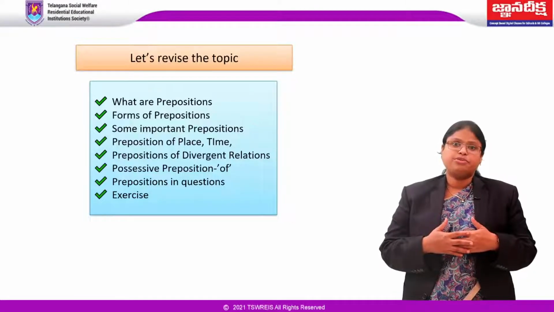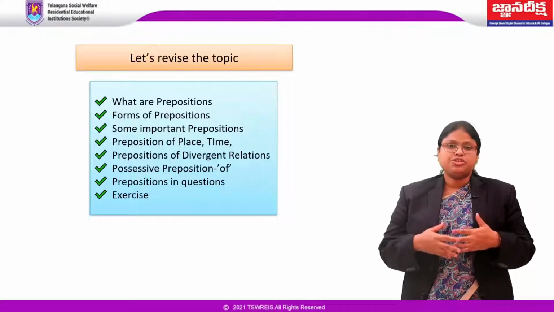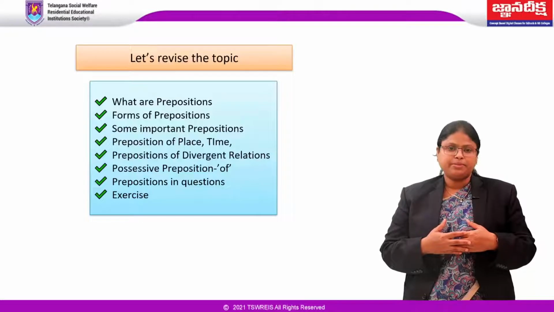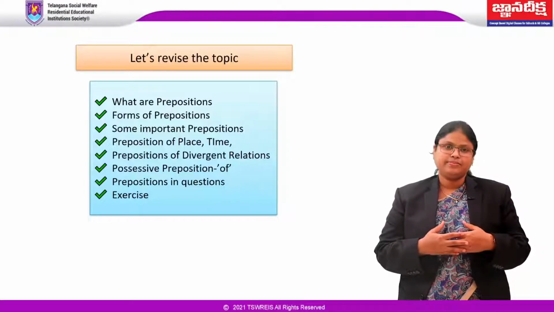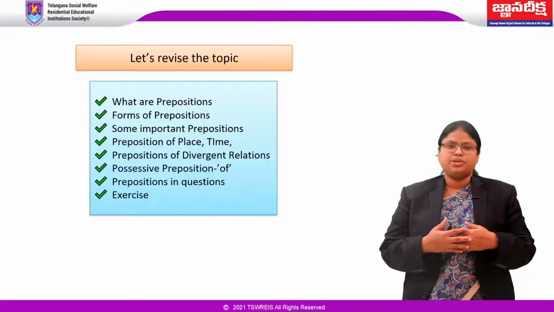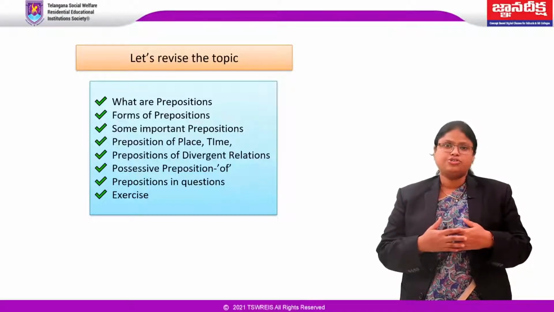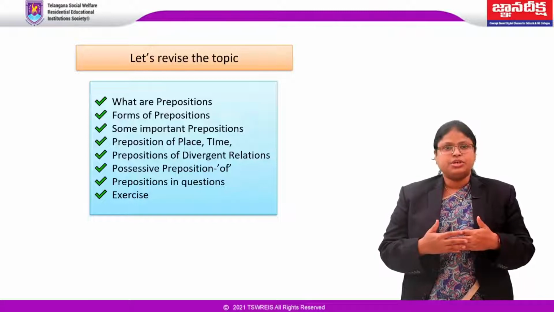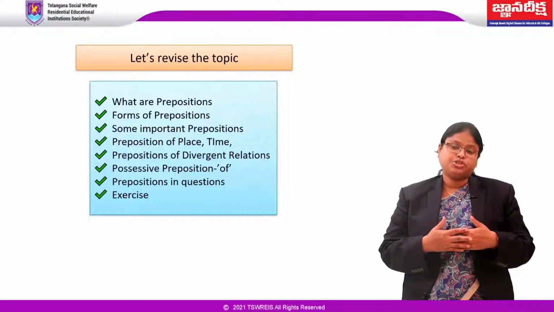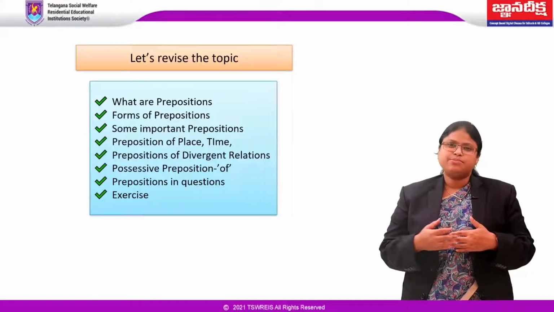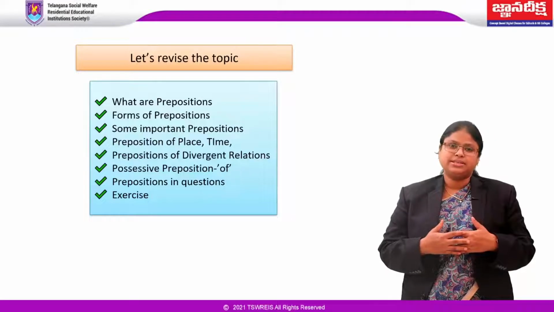And what are the different forms of prepositions? The prepositions are simple, compound, double, participle, and phrasal prepositions. Some important prepositions are prepositions of place, time, prepositions of divergent relations, possessive prepositions of, and we have seen the way prepositions are used in questions. We have also done a small exercise of fill in the blanks.